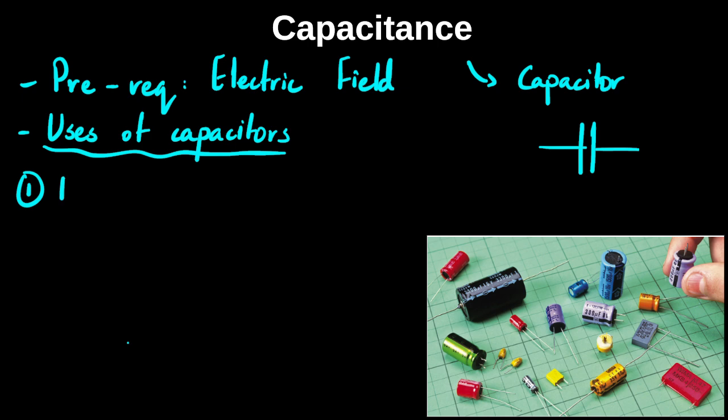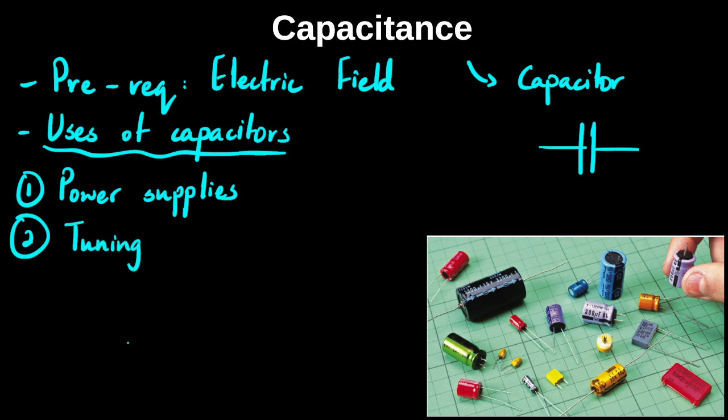Now one of the most important applications is in power supplies. To regulate and to protect the power supplies, you need capacitors. In tuning circuits, you need capacitors. For example, if you're sitting in your car and turning the knob for switching the channel on the radio, what you are doing is selecting different values of capacitance to help you pick up that particular frequency on the radio.